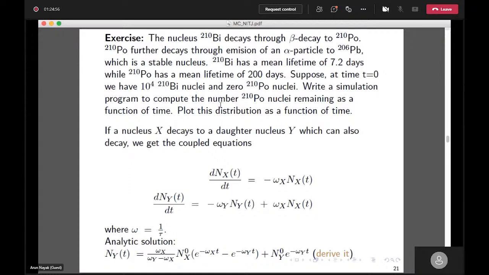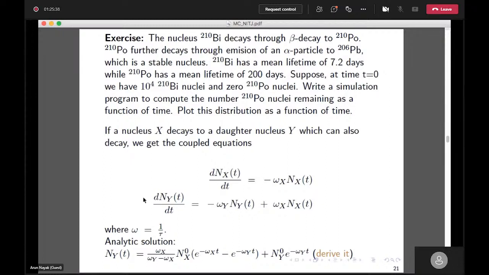Now suppose bismuth has a lifetime of 7.2 days, while polonium has a mean lifetime of 200 days. Suppose we start at time 0, and we have initially 10^4 bismuth nuclei and 0 polonium nuclei. Then at a given time, see what is the number of bismuth nuclei, what is the number of polonium nuclei, and what is the number of lead nuclei. So that you can do through simulation.